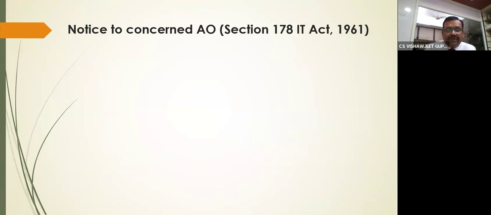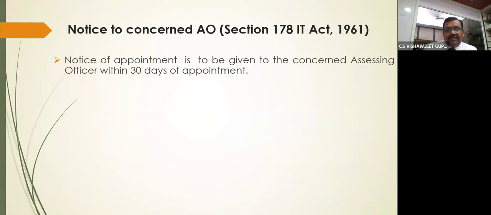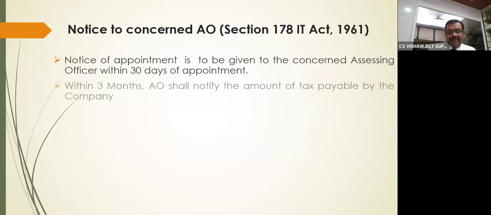So if you have been appointed as the liquidator of the company and made publication in two newspapers as we have discussed, then you will have to give notice to the concerned assessing officer. Notice of appointment is to be given to the concerned assessing officer within 30 days of the appointment. Within 3 months, the assessing officer shall notify the amount of tax payable by the company.